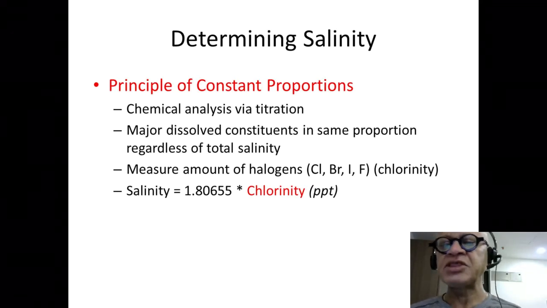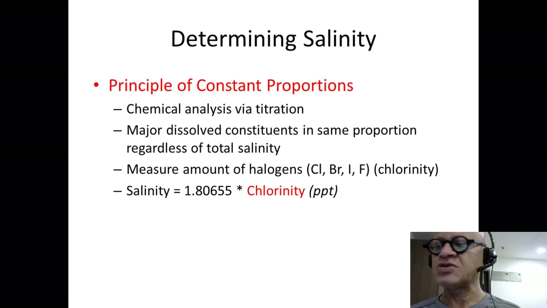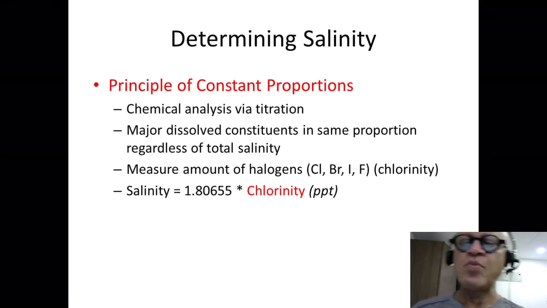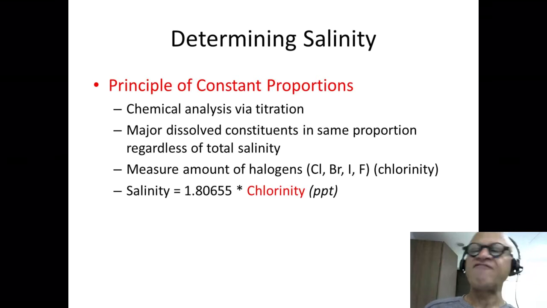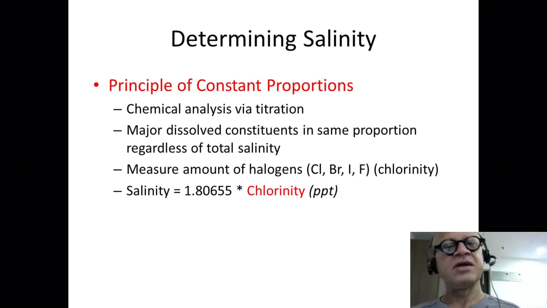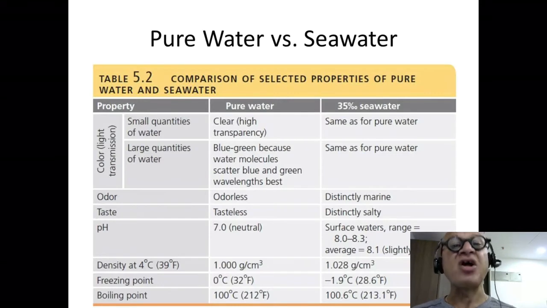So this method is used to measure amounts of halogens like chloride, bromine, iodide, fluoride, and so on, which is called chlorinity altogether. So salinity is basically 1.80655 times chlorinity, which gives you the total amounts of salt, parts per thousand, as we said, right?